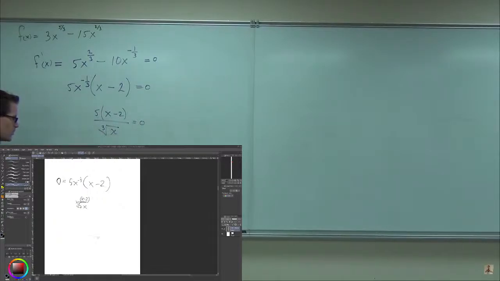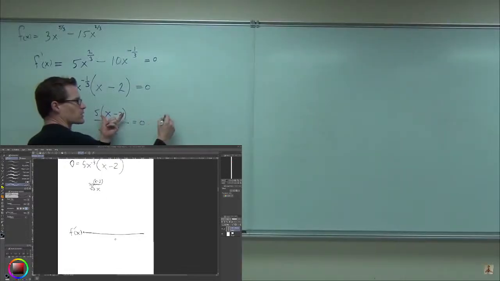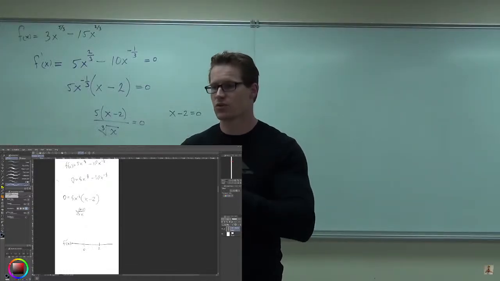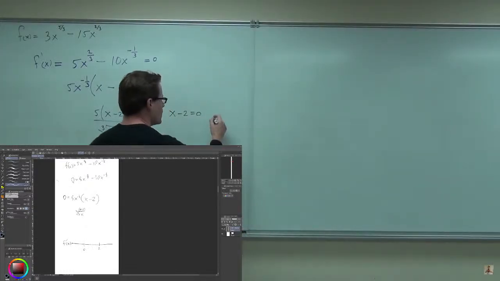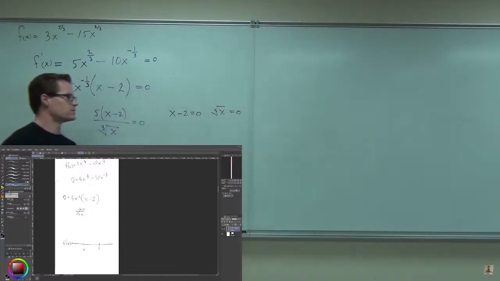Remember, that's the table. And on our table, we're going to do critical numbers. Critical numbers occur where the function is equal to 0. In our case, 5x minus 2 equals 0. And where the denominator equals 0. Now, that's going to be an undefined point for our slope, but it might change increasing or decreasing, something like that. So we'll also have the cube root of x equal to 0.